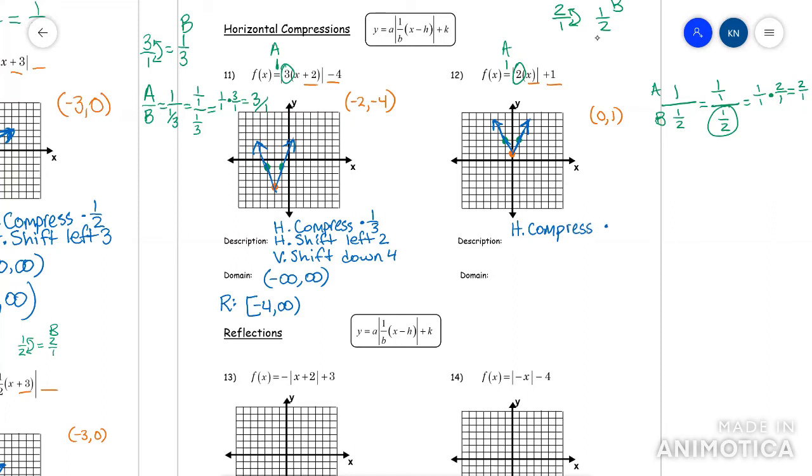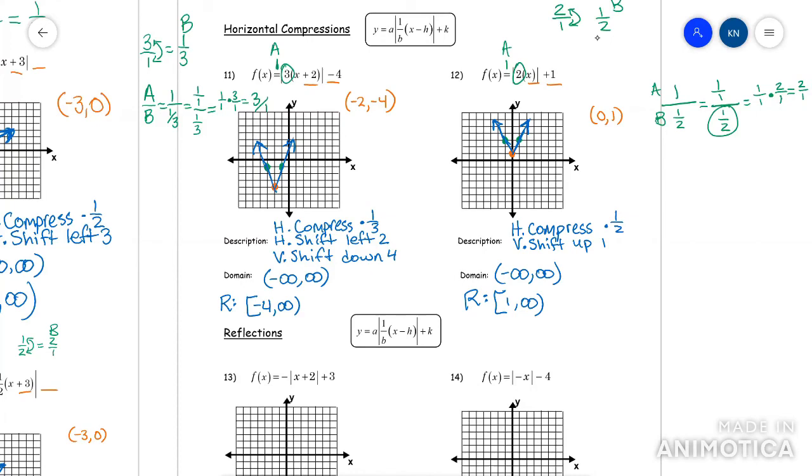Horizontal compress times 1/2. Then I also had a vertical shift up 1. The domain's all reals. And I'm going to go ahead and do the range again for this one. The range is from 1 to positive infinity.